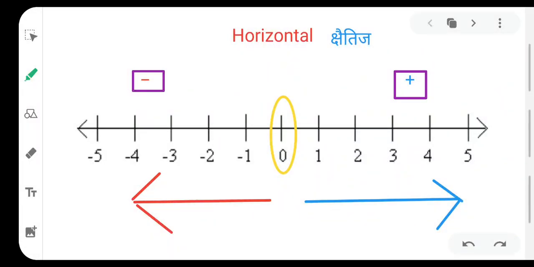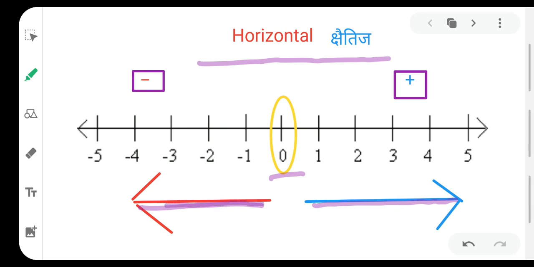Hello students, you must be familiar with the concept of integers and their representation on number line. As we all know, it has 0 in the middle, negative numbers on the left side and positive integers on the right side. This number line is laying flat. This position is called horizontal position. When we move towards the left of the number line, the value of the number goes on decreasing. And if we go towards the right side, the value of the number goes on increasing.